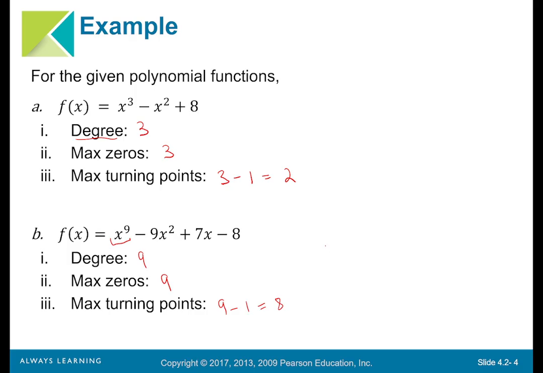Please note that if this were written something like negative 9x squared plus x to the 9 plus 7x minus 8, you still need to pick up that x to the 9 is still the largest term. So they're not always written in standard form. You have to get used to making sure that they are. These examples just happen to be.